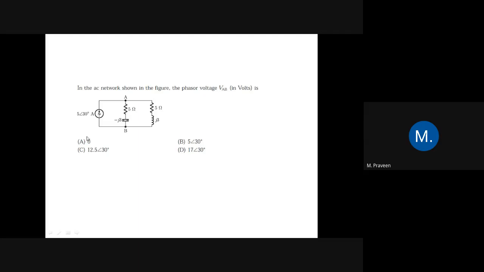Okay. So here four options are given. Option A is 0. Option B has magnitude 5 and phase 30. Option C is 12.5 and 30. Option D is 17 and 30. Can you guess what is the answer for the question?